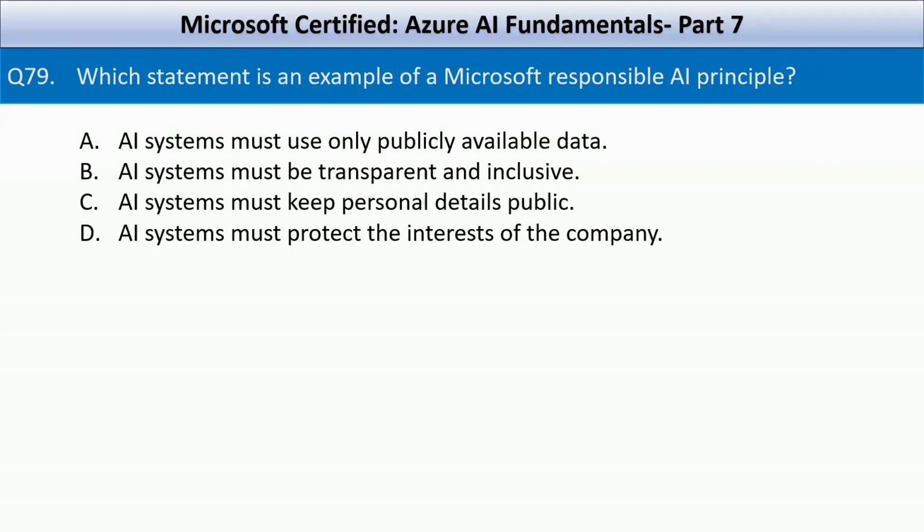Next question. Which statement is an example of a Microsoft responsible AI principle? Your options are AI systems must use only publicly available data. AI systems must be transparent and inclusive. AI systems must keep personal details public. AI systems must protect the interests of the company. Now, friends, the correct statement here is AI systems must be transparent and inclusive. Microsoft's responsible AI principles are fairness, reliability and safety, privacy and security, inclusiveness, transparency and accountability.